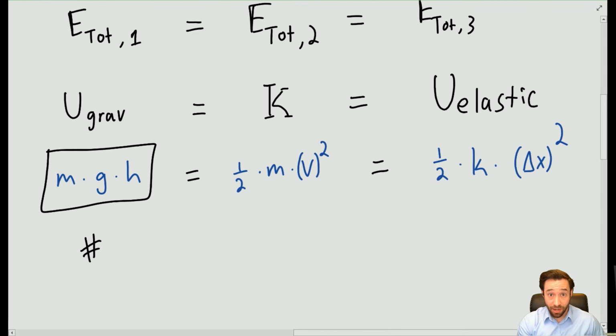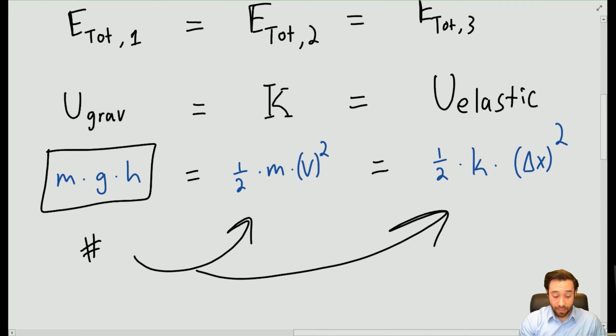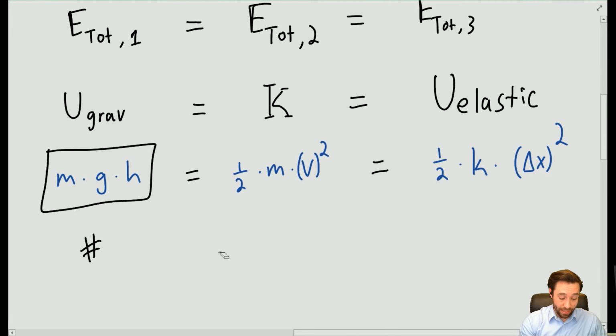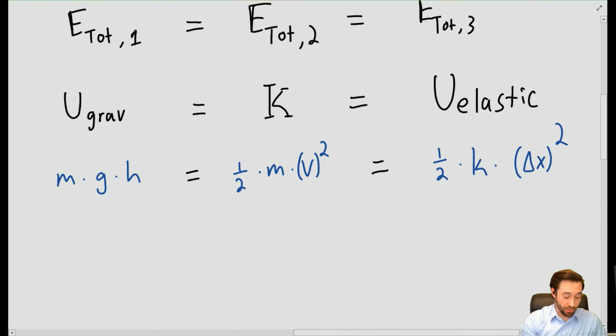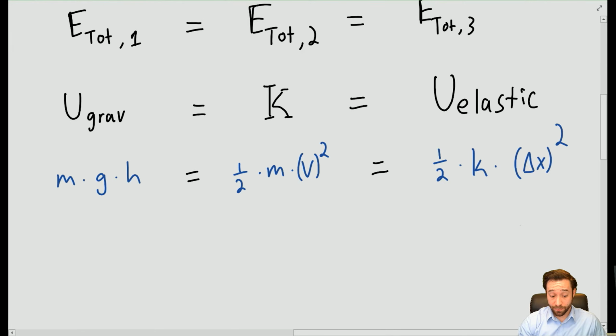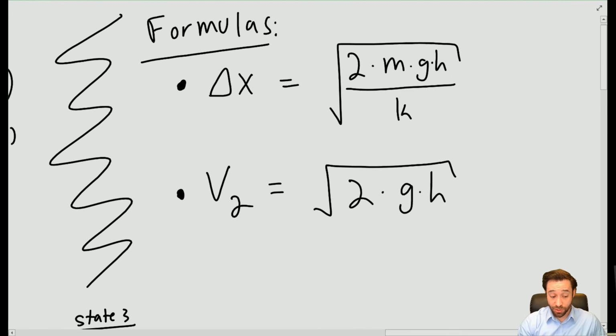Once I get that number, I can then set it equal to either this one or that one, and then I can solve for either one of those variables, because I need to solve for the velocity at state 2, and I also need to solve for how much the spring is being compressed. Now, we can't do that in the same go, so there's going to be two different steps on how to do it. And again, that's why I've got two different equations here.